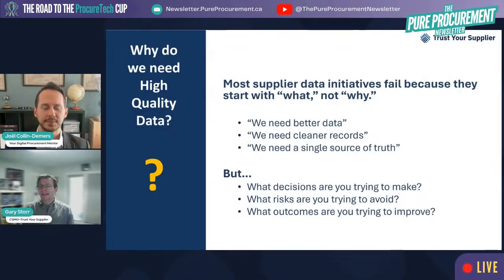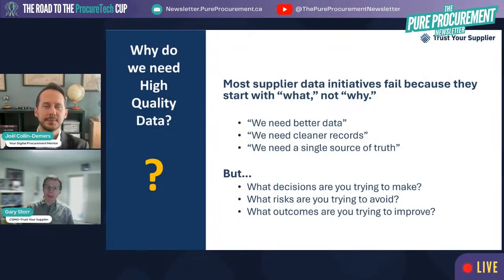Organizations fail at this because they start with what do we have. It's not really what do they have, but why do you want it, right? Everybody says, hey, we need better data, we need cleaner records, we need a single source of truth. Of course we need that, right? But what are you trying to use the data for? What decisions are you trying to make? What are the risks you're trying to manage? And what are the risks you're trying to avoid, right?